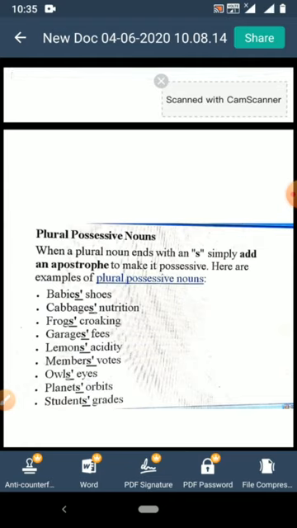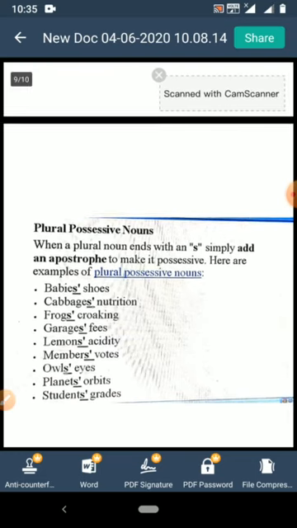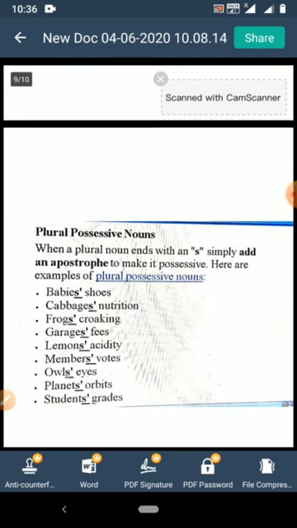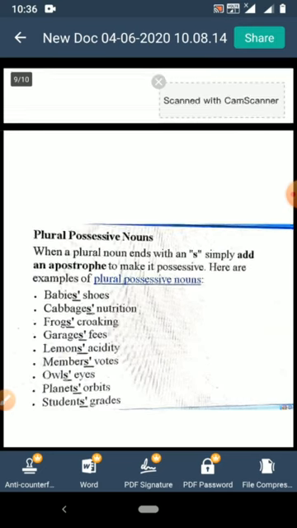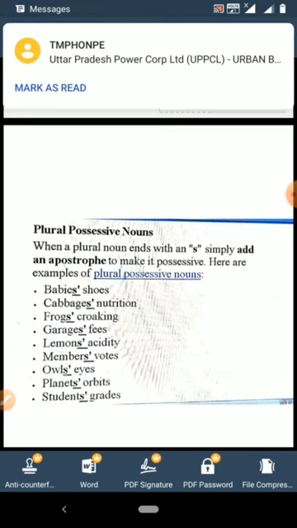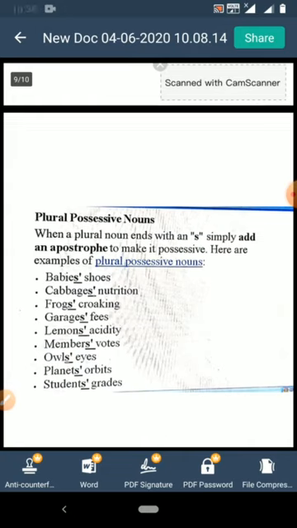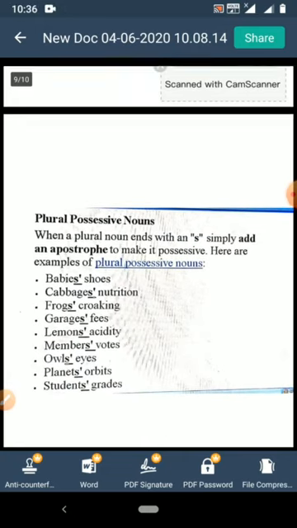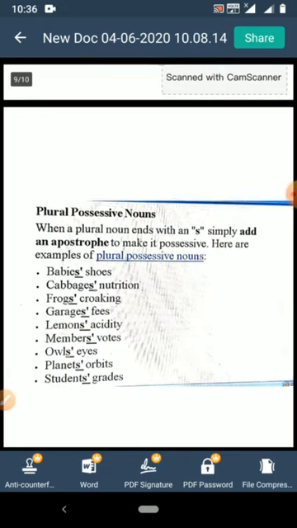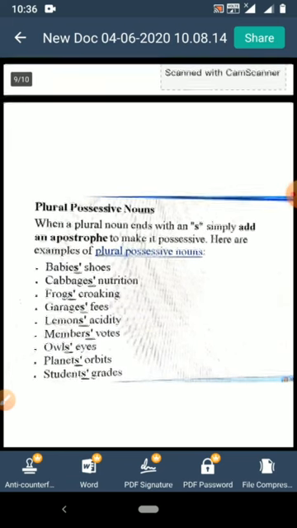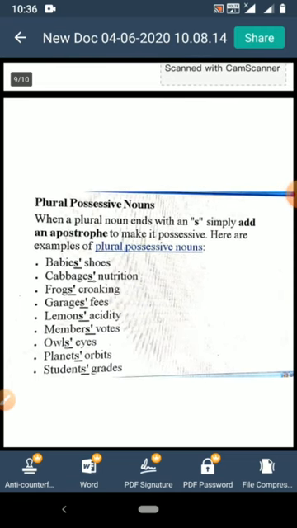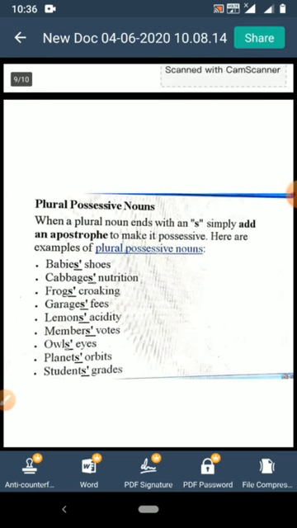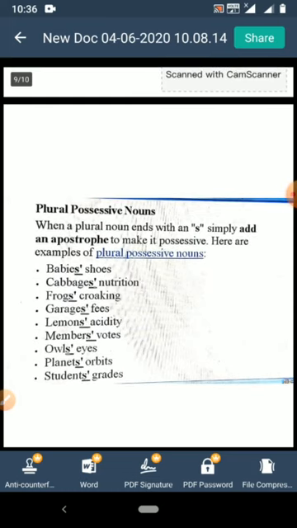Now, we were talking about singular possessive nouns. Now we'll talk about plural possessive nouns. When a plural noun ends with an S, simply add an apostrophe to make it possessive. We don't have to use another S after the apostrophe. Wherever the word has an S at the end, you have to put the apostrophe after the S. Babies is a plural word and it has the letter S at the end, so you put the apostrophe after the S.